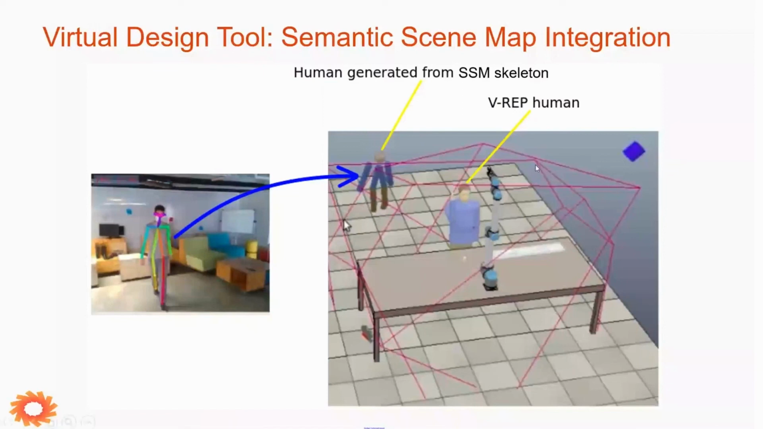Here on the right, you see the human skeleton created from outside VREP in the background, and the actual VREP human is in the foreground. And you could move the background human closer to the robot. This is all configurable, and you can then simulate a combination of a virtual scene and a real scene.